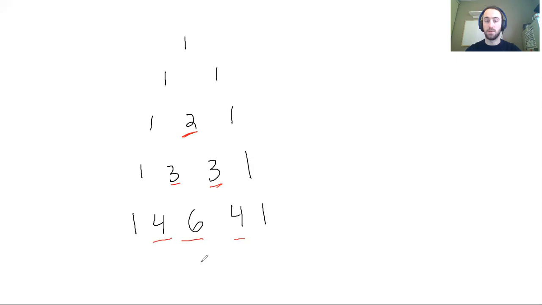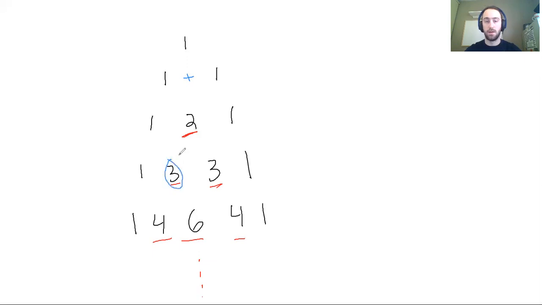And by the way, this triangle can go on forever. We don't have to stop here. Just for simplicity, we will stop here. How do we get these numbers? Well, we look at the row directly above. So for this number here, 2, we look at the row directly above, and we have 1 plus 1, 2.